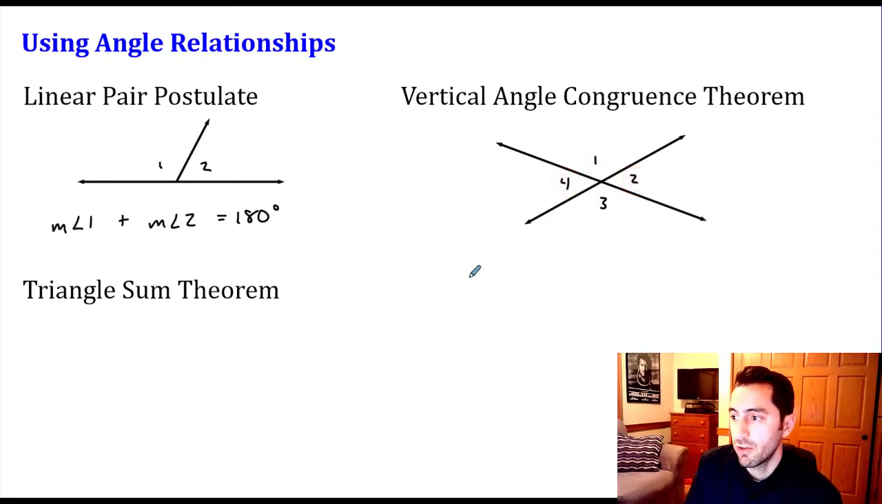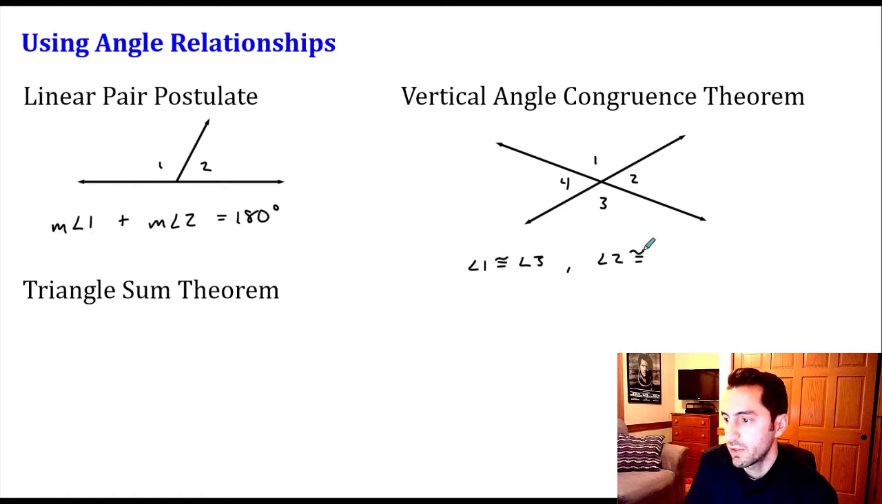The vertical angle congruence theorem states that vertical angles are congruent. So in this diagram, angle 1 is congruent to angle 3, and also angle 2 is congruent to angle 4. And with congruence, that also means that their measures are equal as well.